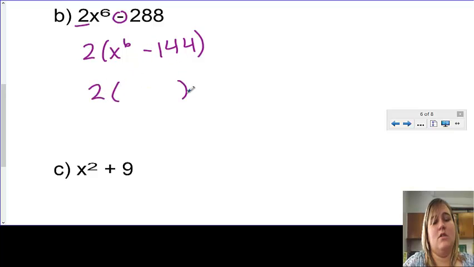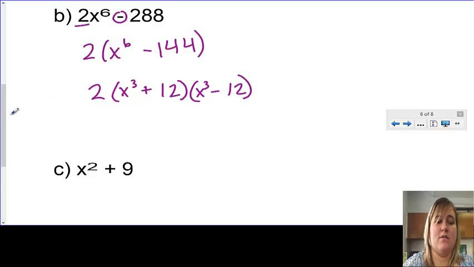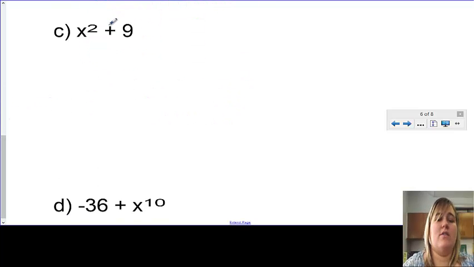So I have 2. The square root of x to the 6th would be x to the 3rd, because x to the 3rd times x to the 3rd gives me x to the 6th. I'm going to do plus and minus. The square root of 144 is 12. Final answer. On C, do I have a difference? No, so I cannot do this one.